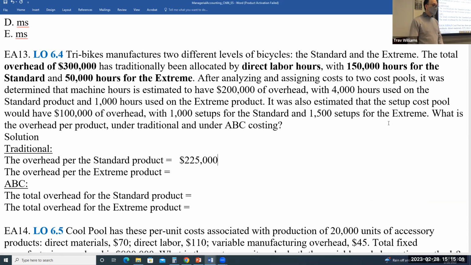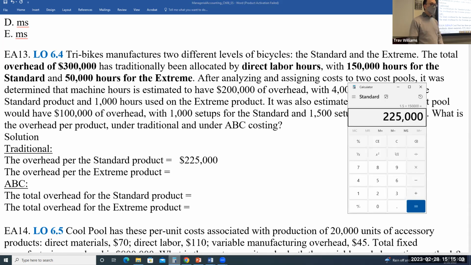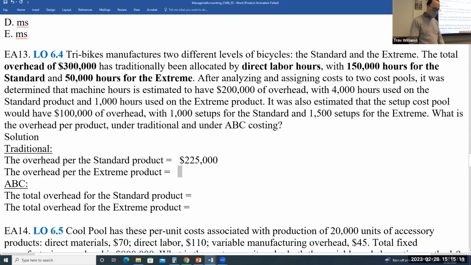Then we take that rate and we multiply it by the 50,000 for the extreme product. We get $75,000 of overhead for extreme. If we add those two together, does it equal our total $300,000 of estimated overhead? It does. Good. Okay. So that's a traditional method.